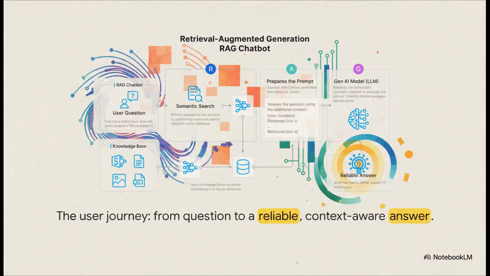So this diagram brings the whole user journey together. The user asks a question. First, the system retrieves the most relevant facts from that knowledge base we built. Second, it augments the original question with this new factual context. And finally, the large language model generates an answer based only on those specific facts we just handed it. Retrieve, augment, generate. That's RAG.